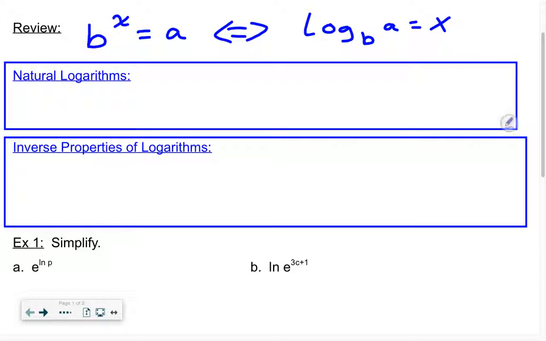Natural log: e to the x equal to a. It's the same format, guys. Okay, it's just going to be the natural log base e of a is equal to x. It's your common notation that we already know. Once again, the properties are going to be very similar.